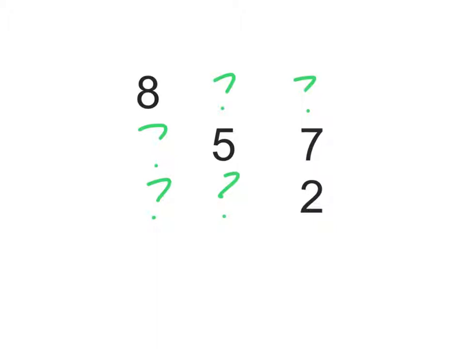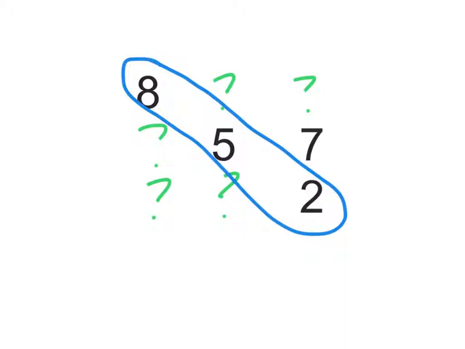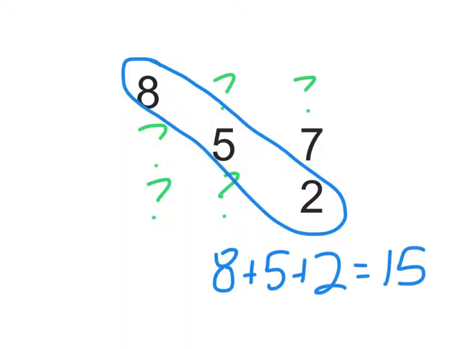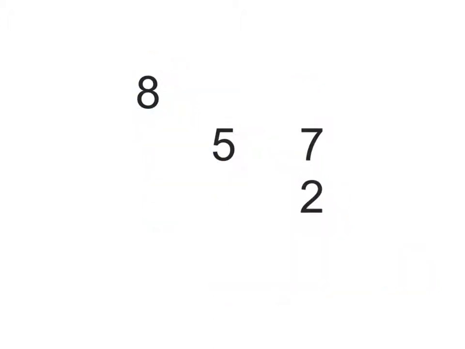Somewhere in your magic square, you probably have a row or a column or a diagonal completely filled in. So here we have this diagonal. So we have 8, 5, 2. So we know that if we take 8 plus 5 plus 2, we'll get 15. So for this particular magic square, we know that every row, every column, and the diagonals have to add up to 15.